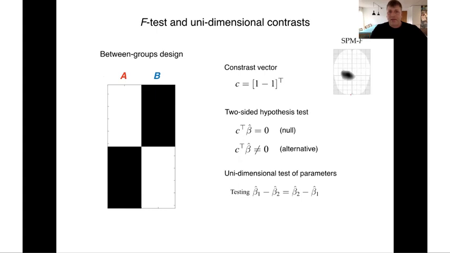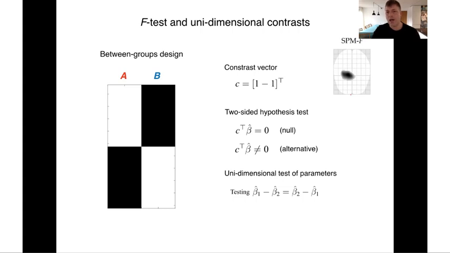So F-tests and unidimensional contrasts. So we can also have just a contrast vector where we test the difference between, say, 2 conditions. Again, this could be patients versus controls. However, this hypothesis test is now 2-sided. So the F-test for the same design corresponds to a 2-sided hypothesis test, where the t-test of the same design would correspond to a 1-sided hypothesis test.